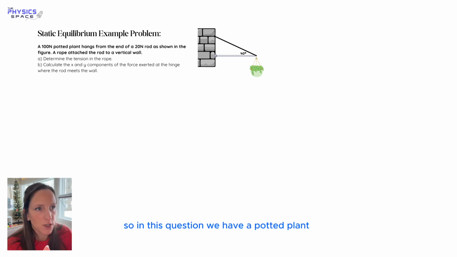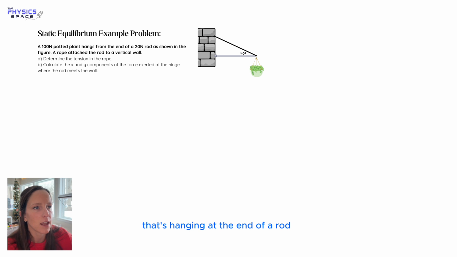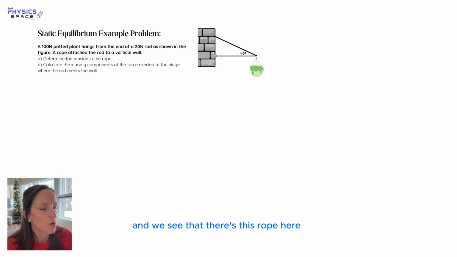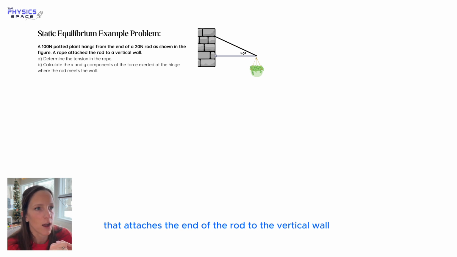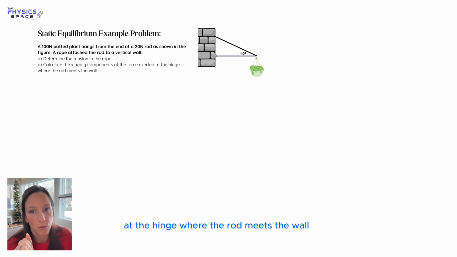So in this question, we have a potted plant that's hanging at the end of a rod. We have the weight of the plant, we have the weight of the rod, and we see that there's this rope here angled at 40 degrees to the horizontal that attaches the end of the rod to the vertical wall. So we're going to calculate the tension in the rope and calculate the X and Y components of the force at the hinge where the rod meets the wall.